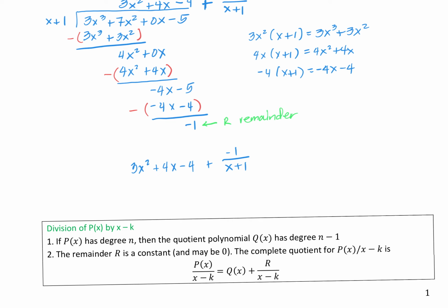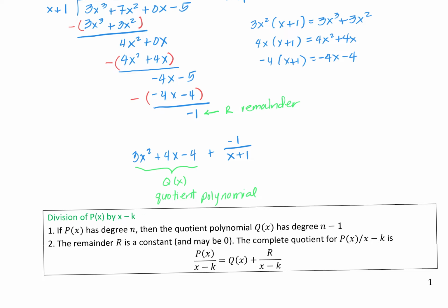This 3x squared plus 4x minus 4, we're going to let that be what we call q of x. It is a polynomial, so that would be our quotient polynomial. So q for quotient, but since it is a polynomial, we'll also call it a polynomial. So it's quotient plus remainder over the divisor x plus 1.